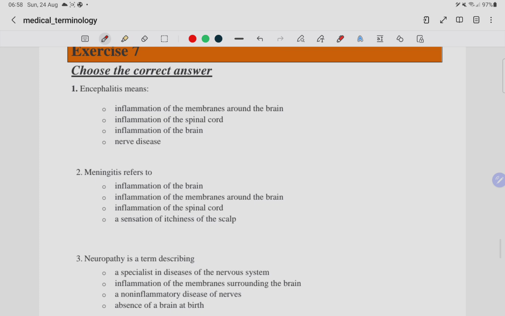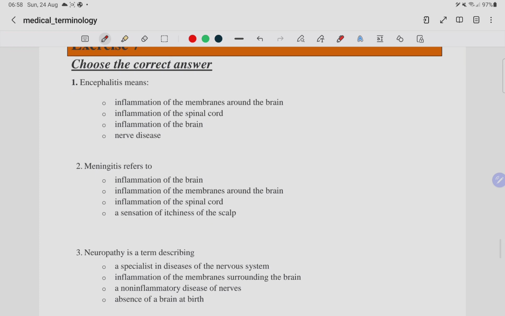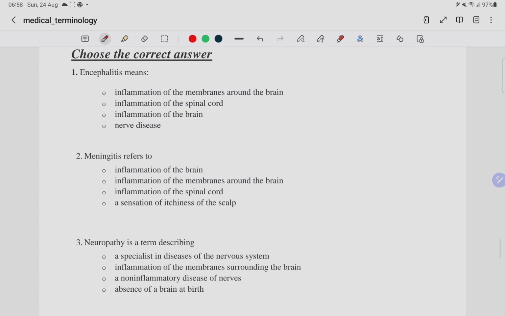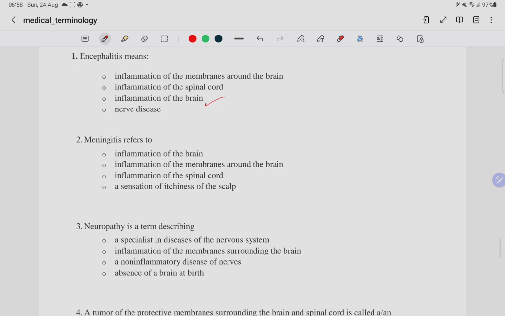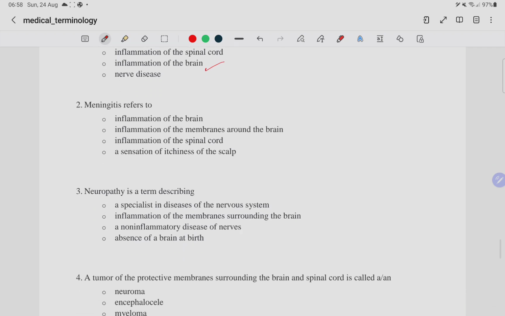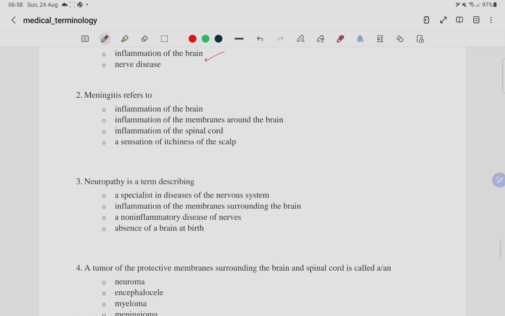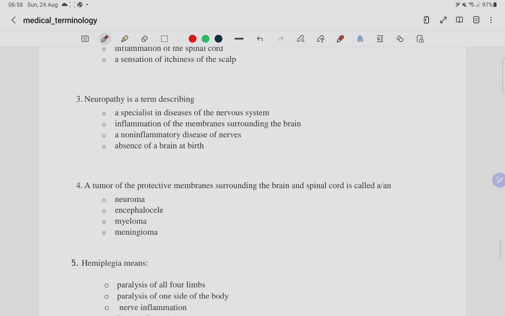Okay, let's answer some questions. Encephalitis means inflammation in the brain. Encephalo means inside the head, and itis means inflammation. Meningitis means inflammation of the membrane around the brain.